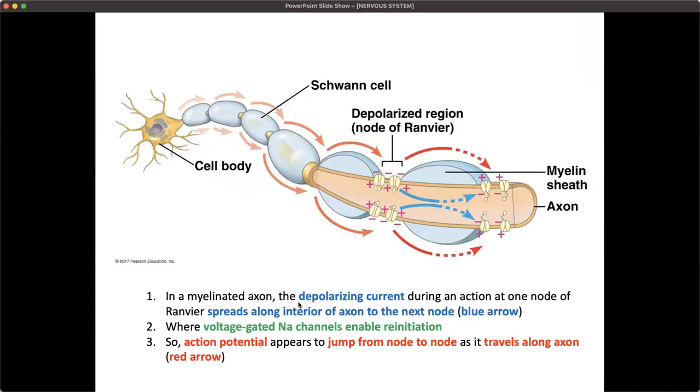So in a myelinated axon, the depolarizing current during an action potential at one node of Ranvier spreads along the interior. It's going to spread interiorly, happening inside of the neuron. So the voltage-gated sodium channel over here is going to allow the reinitiation. Meaning when the action potential arrives over here, the sodium channel is going to open, making it more positive over here. See? During the resting state it is more negative. So the action potential appears to jump from one node to another. So it's going to travel really fast, instead of happening along the axon only.